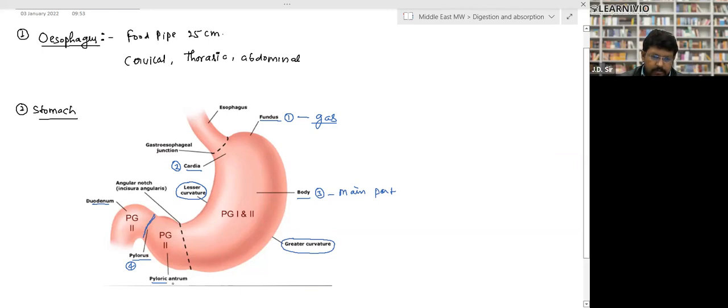The pyloric part is the posterior part of the stomach. Please note it down.